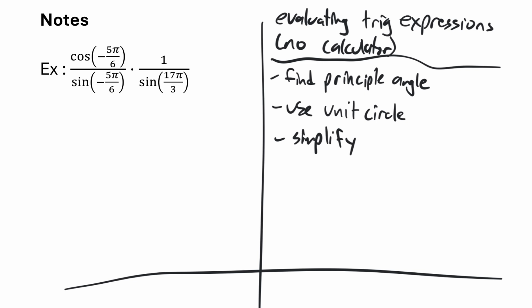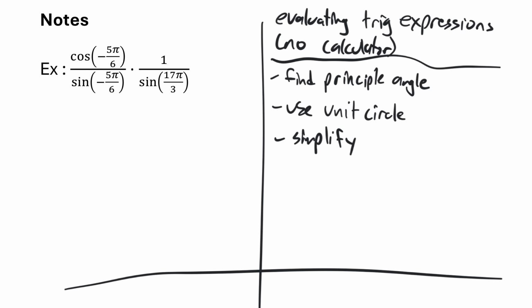So here's a nice example. We have cos of negative 5 pi over 6, sine of negative 5 pi over 6, and sine of 17 pi over 3. So you have to find each one of those as a principal angle. So this one, and this one. Then we need to find them all in the unit circle, and then we need to simplify the whole thing. So please pause the video and give it a try.